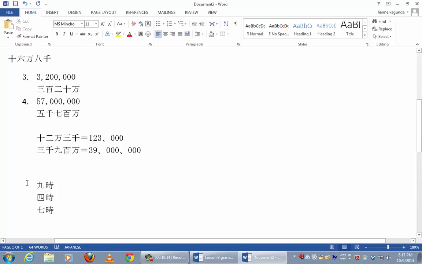Hachiji, Kuji is the other oddball pronunciation. Juji, Juichiji, and Juniji are all standard pronunciations, right? So these three are the only three where you have to pay attention, because the spellings or pronunciations might be a little different from what you're expecting to hear. So Yoji, Shichiji, Kuji. Any other questions about time phrases?